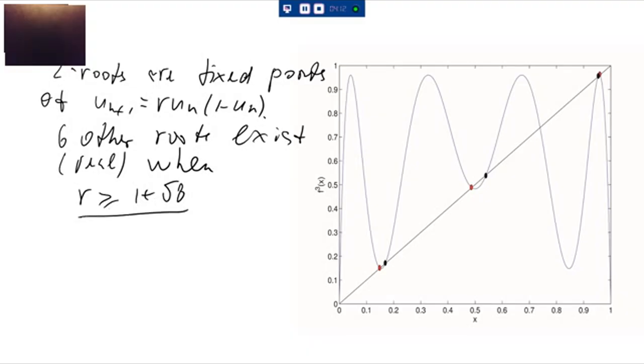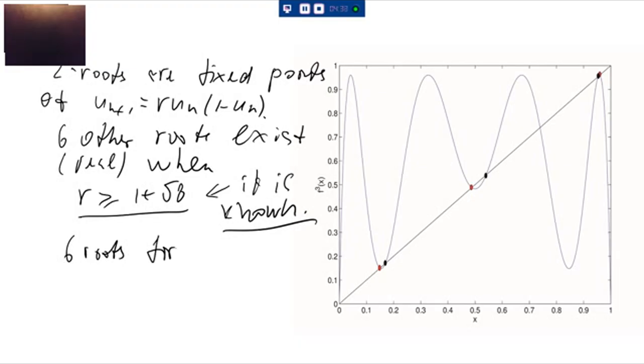I didn't prove it. It is a very long way to prove it. It is known. And they appear at the same time. So these 6 roots form 2 triples.